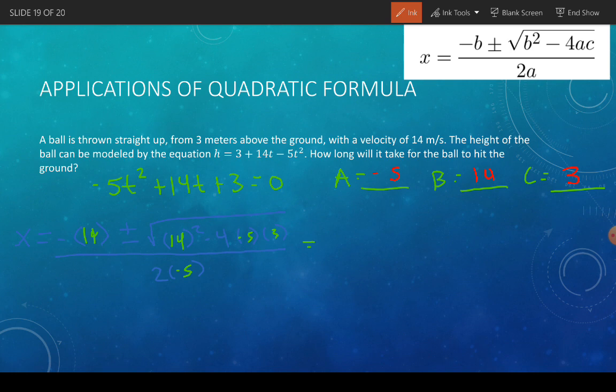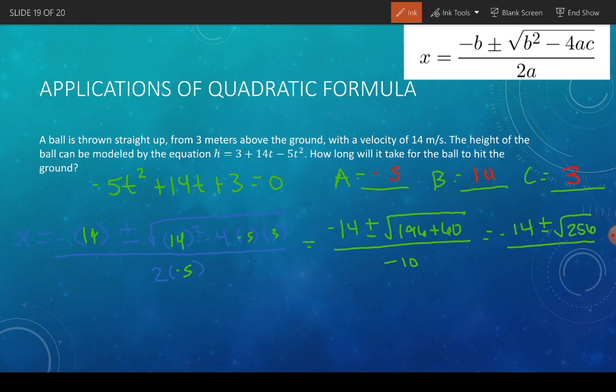Okay, so we have negative 14 plus or minus the square root of 196 plus 60 all over negative 10. And this simplifies to negative 14 plus or minus the square root of 256 all over negative 10. Which equals negative 14 plus or minus the square root of 256, which is 16, all over negative 10.